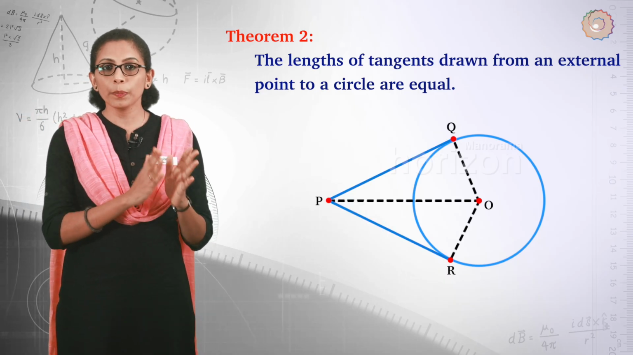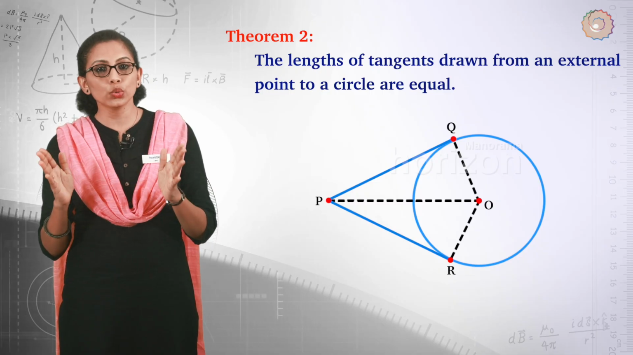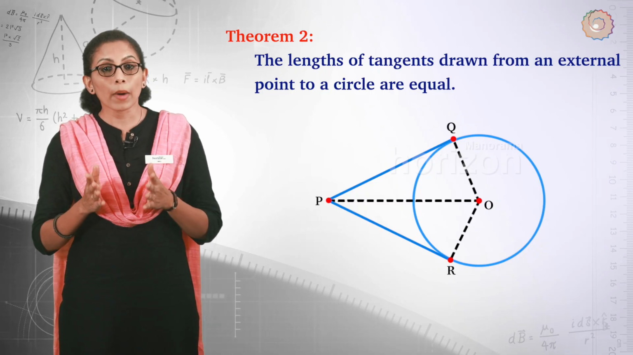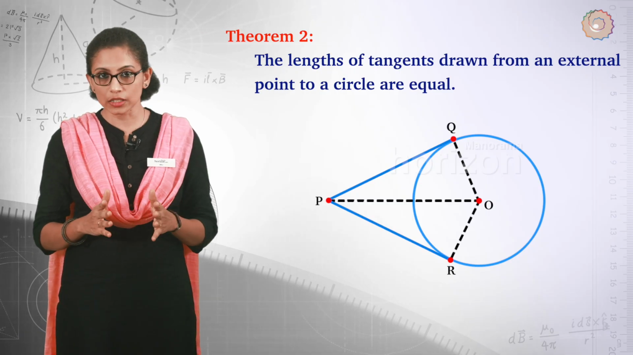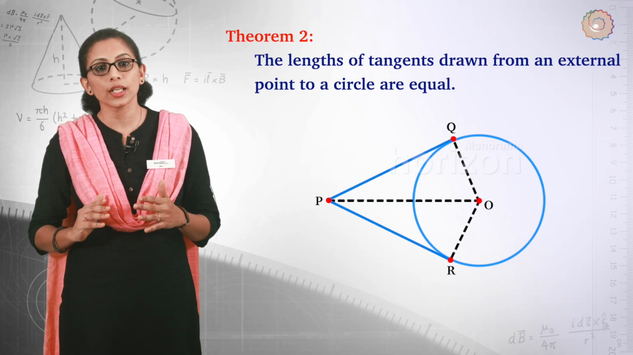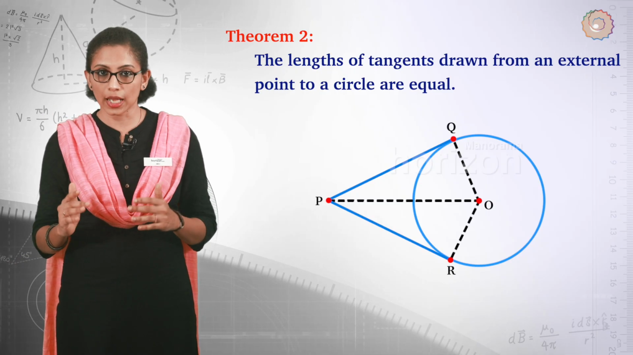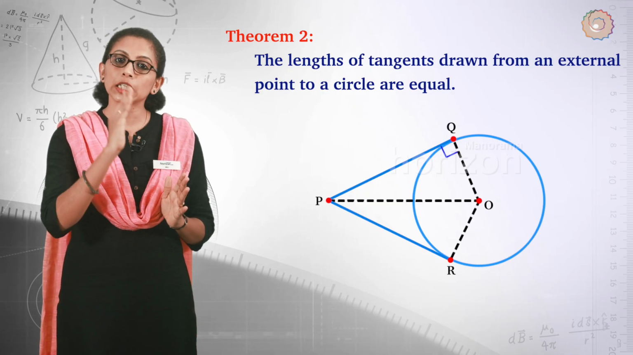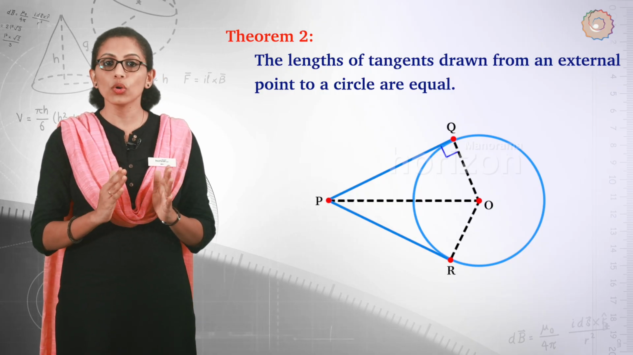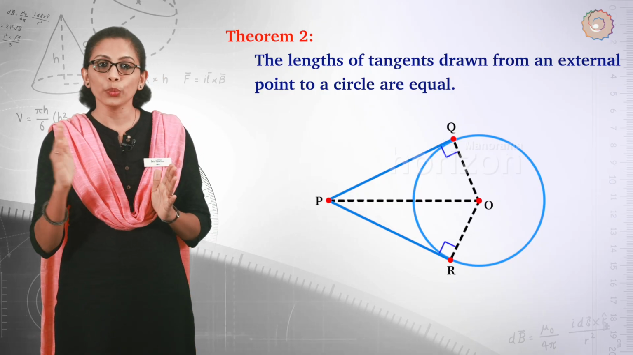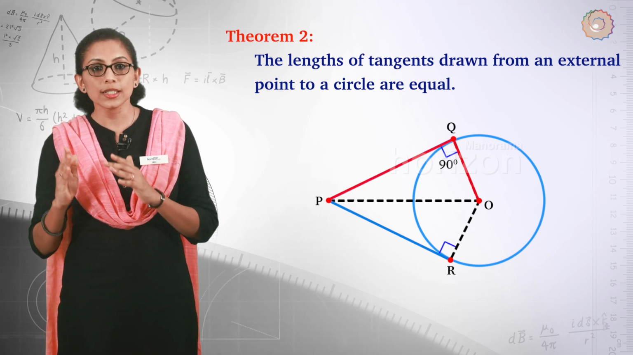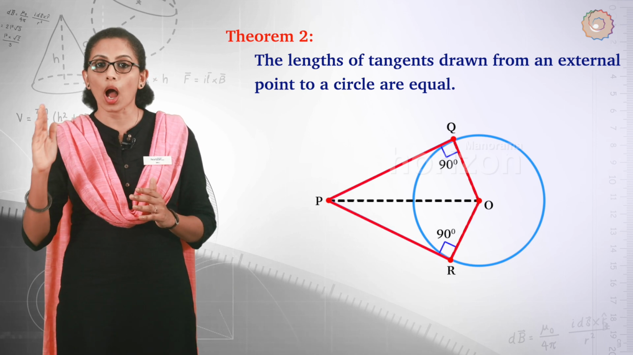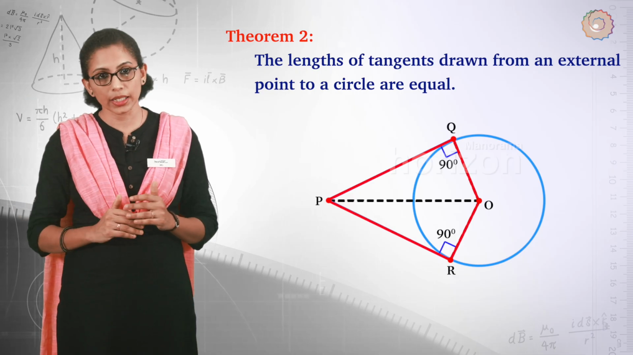Proof. Given PQ and PR are the 2 tangents to the circle. By theorem 1, we know that the tangent at any point of a circle is perpendicular to the radius through the point of contact, that is OQ is perpendicular to PQ, and also OR is perpendicular to PR. So, angle OQP is equal to angle ORP is equal to 90 degrees.